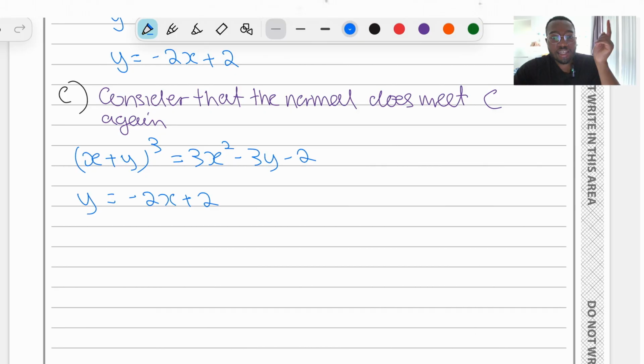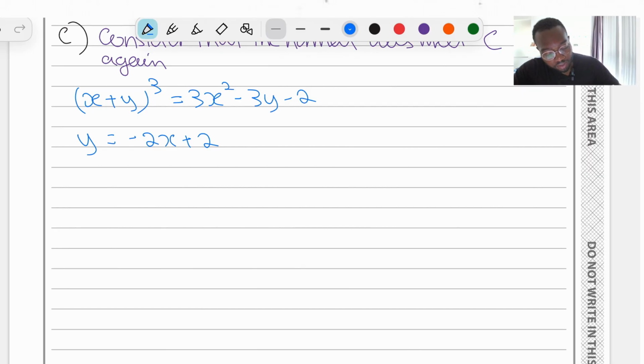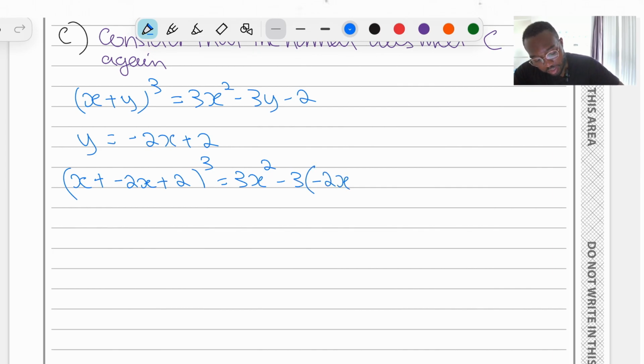So let's just solve it. Let's consider that it meets again. Why not? So if we do that, well, we have an expression now for y, so we can just plug that in. So if we plug that in, we get x plus minus 2x plus 2, all cubed, and that is equal to 3x squared minus 3 of minus 2x plus 2 minus 2. So now we're solving it via simultaneous equations.